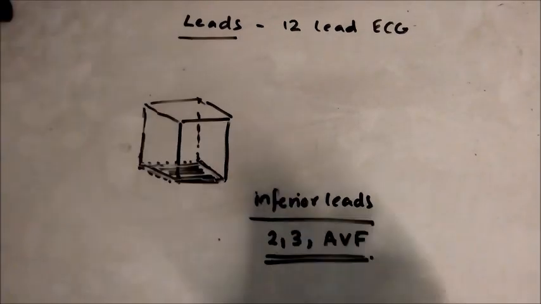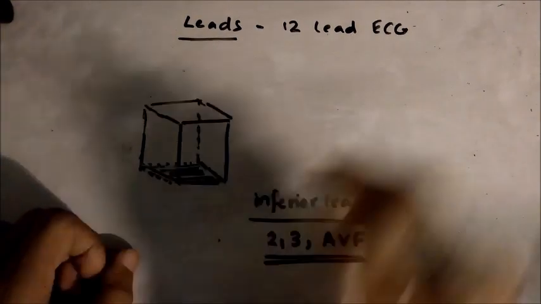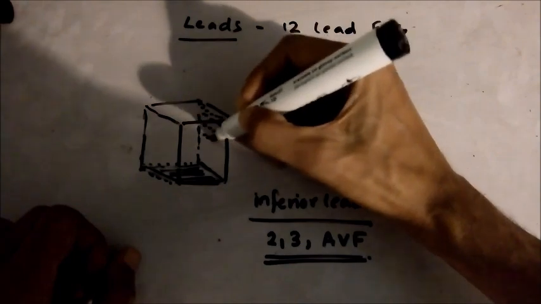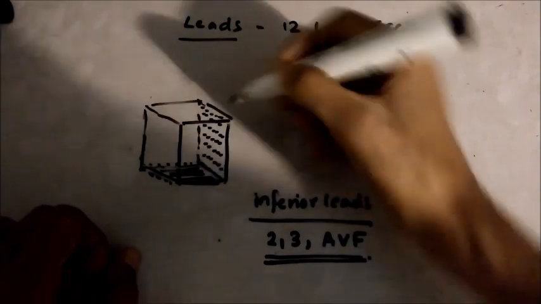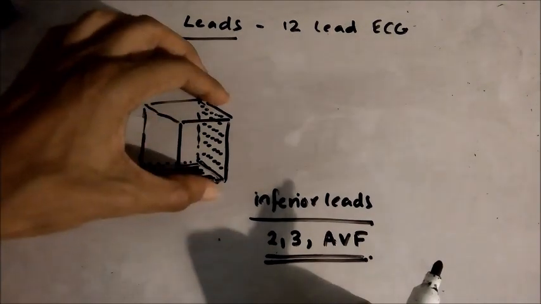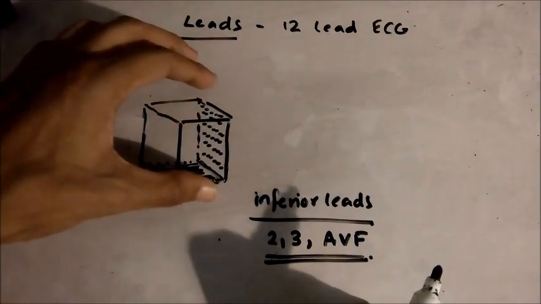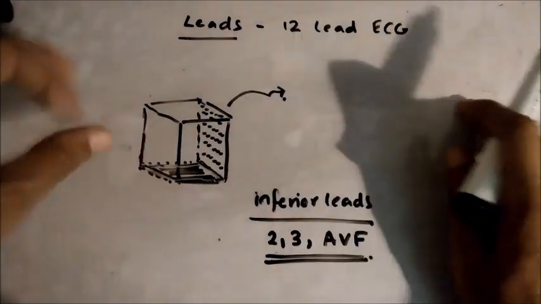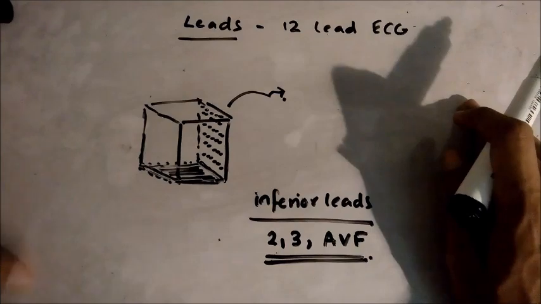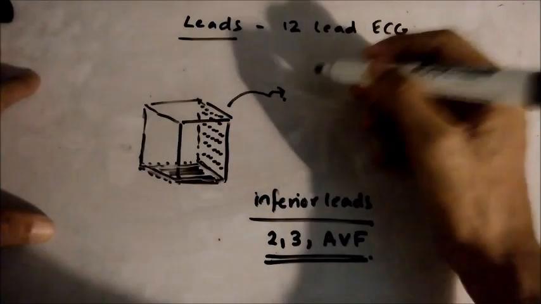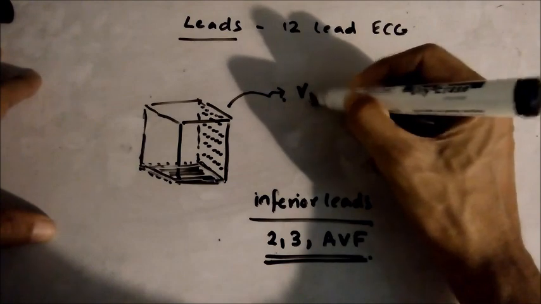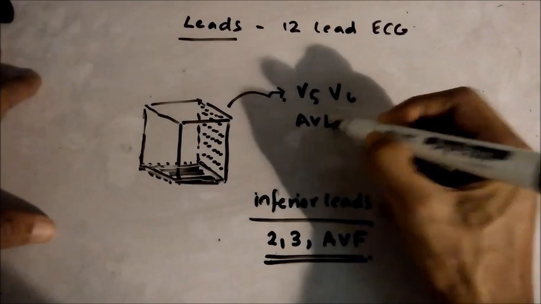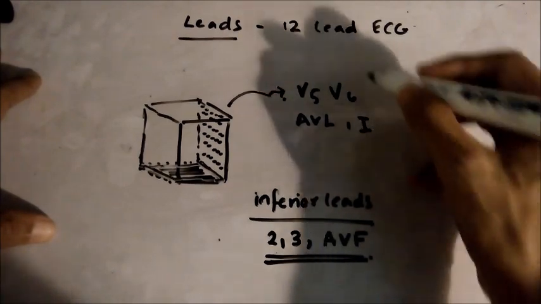So just like the inferior border of the heart, there is another border which is on the lateral surface of the heart, right? So this border over here is the lateral border of the heart. Just like the inferior border, the lateral border also has a specific group of leads which tell us whether there is something wrong with the lateral side of the heart, right? And those leads are lead V5 and V6, and then we have some other leads known as AVL and lead 1, right?